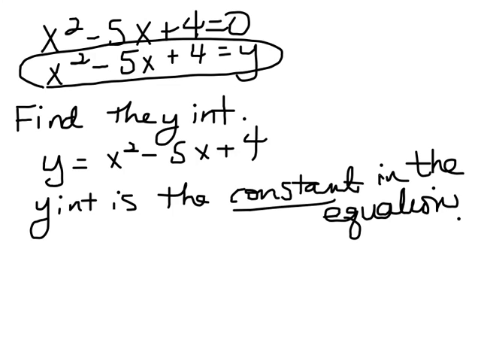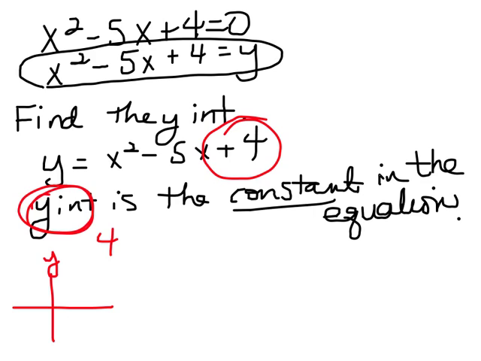Okay, so my y-intercept is the constant in the equation. The constant is just the numeral. It's the one that doesn't have an x with it. So what is the number there that does not have the x with it? 4. If I write it this way, it's the number on the end, okay? So my y-intercept is 4. If I were putting that on my graph, you go to the y-axis, 1, 2, 3, 4, and you draw a dot on 4, okay?